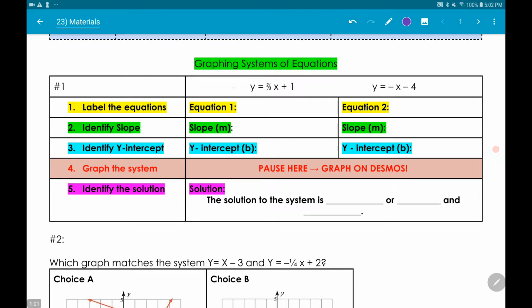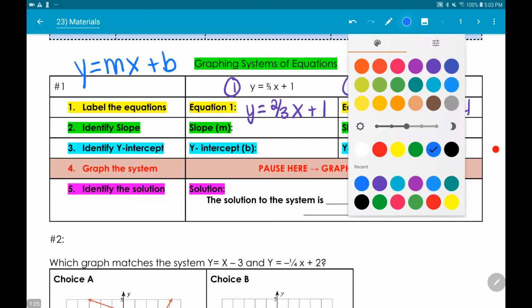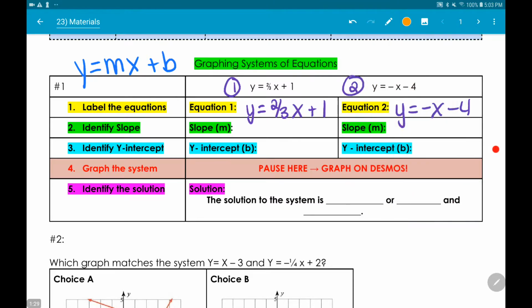So remember, a system is 2 equations. So in order to keep things uniform, I need to label it. So I'm going to write in equation 1 and equation 2. All right, now if you remember from our last unit, this is our format, right? And in order to graph, it always has to be in that format so we can identify our slope and y-intercept. Now our m is our slope.